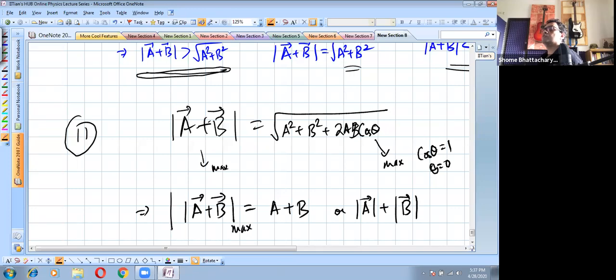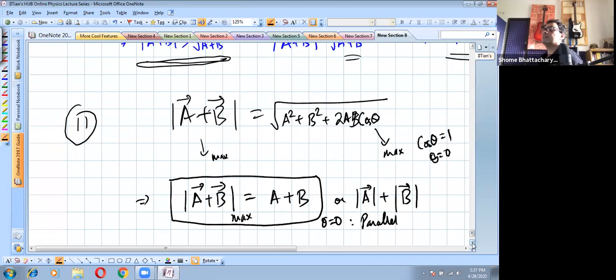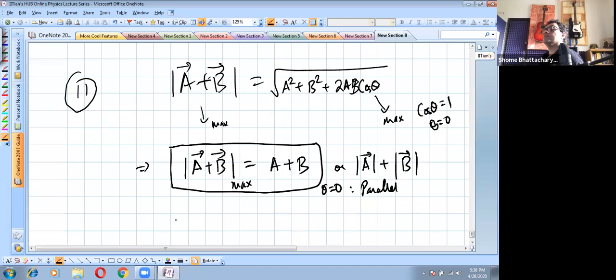And for this to happen, what should theta be? It should be 0. So they should be parallel vectors. So in general, we can say that mod of A plus B is always less than or equal to this; it cannot exceed this. It can become equal to this in the special case when theta is 0, and for all other thetas, it is less. So that's why this is sometimes called the triangle inequality.